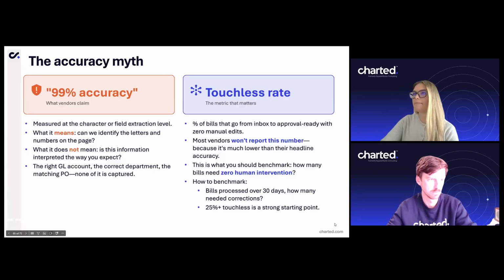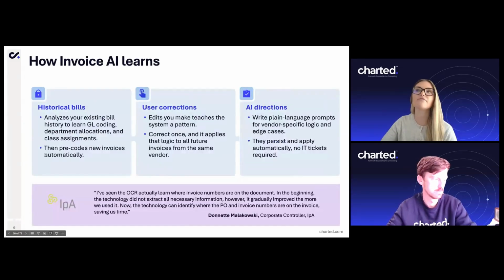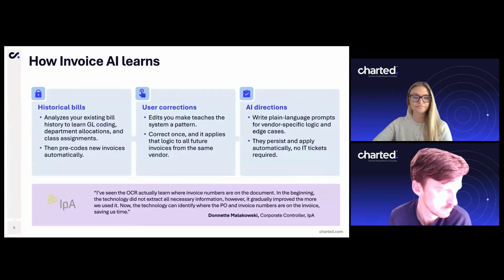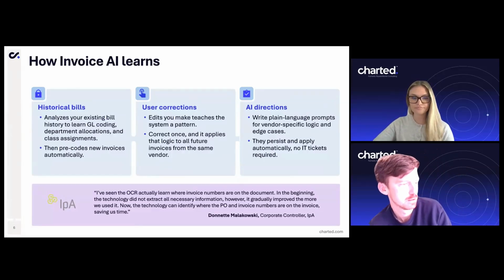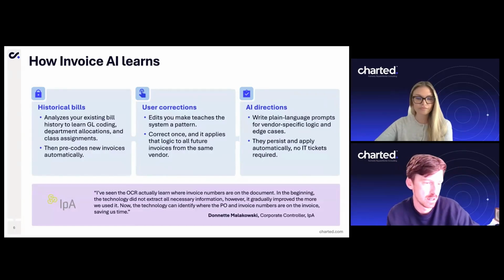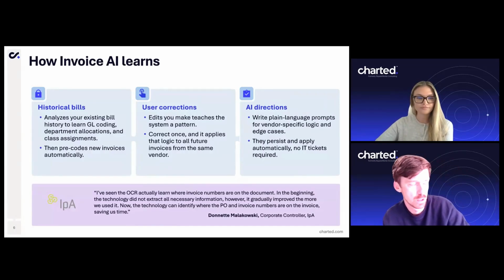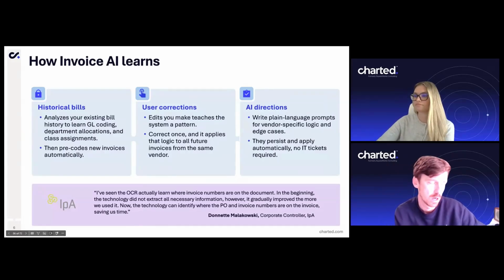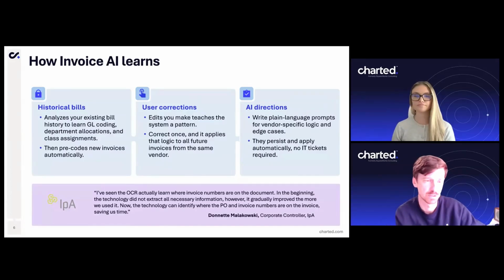I'm going to let Mike take the next slide and review how the Invoice AI learns on the Charted side. Yeah, thanks, Emma. So let's dig into a couple of the different tools and ways that Invoice AI is able to learn about your business and increase its ability to bring invoices into the system and process them without you needing to make additional changes. So the first way that Invoice AI is able to learn over time is by looking at historical bills in your system.